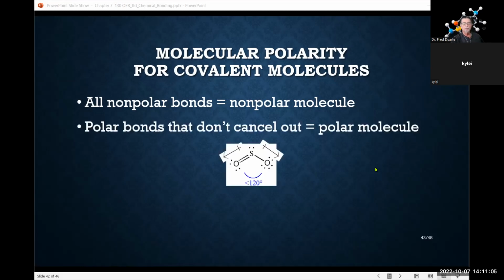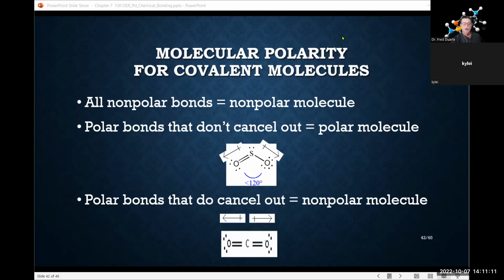Now, when we get to polar bonds, okay, let me explain these two here. We had done the geometry for both of these. This is sulfur dioxide, and this is carbon dioxide, okay? Now, with sulfur dioxide, we ended up with a lone pair in the central atom. And because of that, that causes that bond angle to be less than 120, okay? Because that lone pair in the central atom spreads out and needs more space, and so it causes that bond angle to shift.